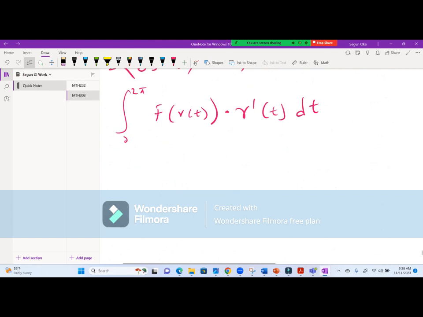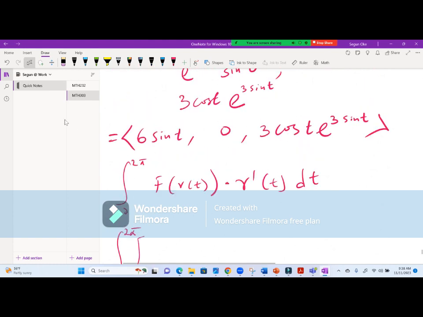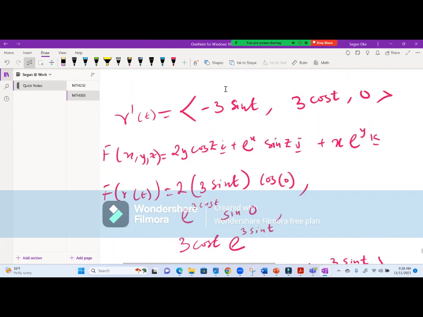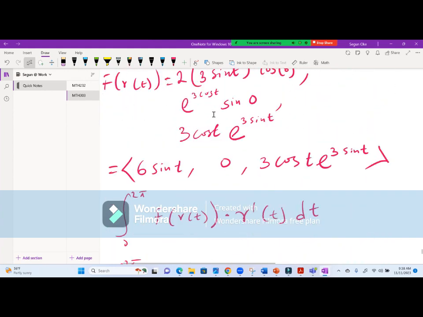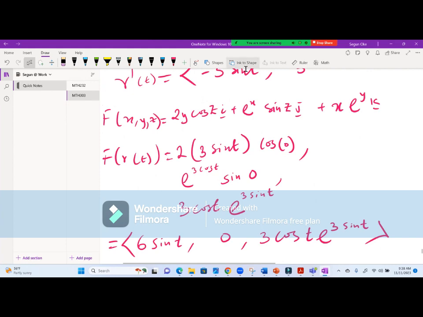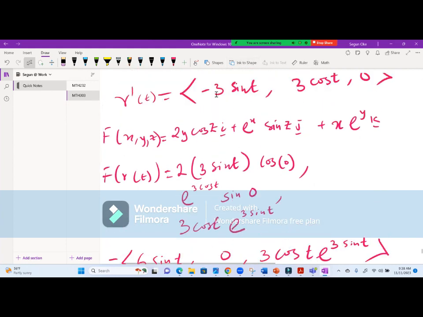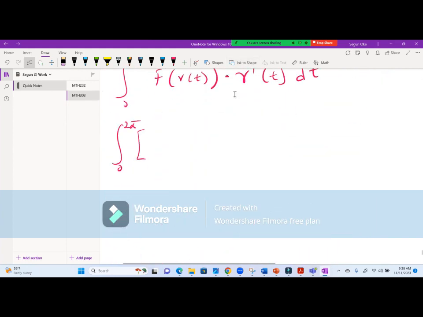So it simply means we'll be taking them one by one to multiply each other. If you do that very well, you're going to have the integral from 0 to 2 pi. Now let's do it one after the other: 6 sine t multiplied by negative 3 sine t. What do we have? Minus 18 sine square t. Do you agree with me?